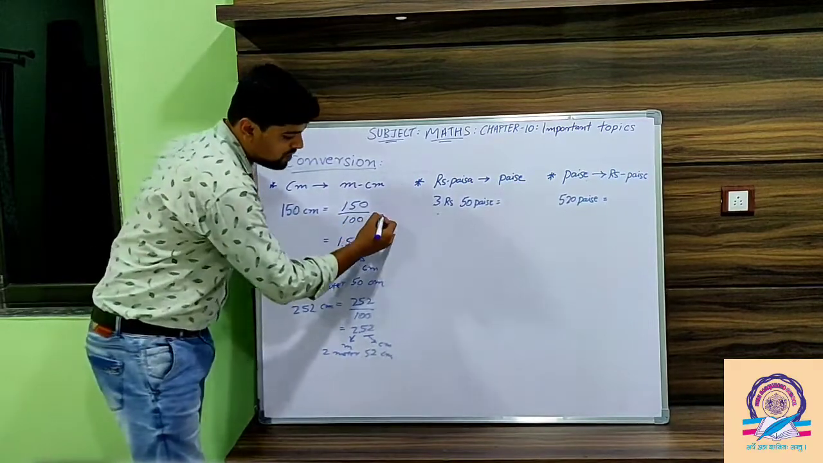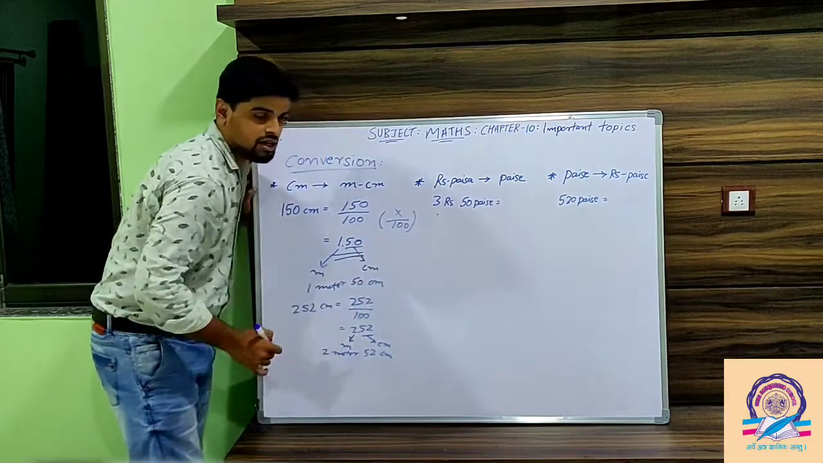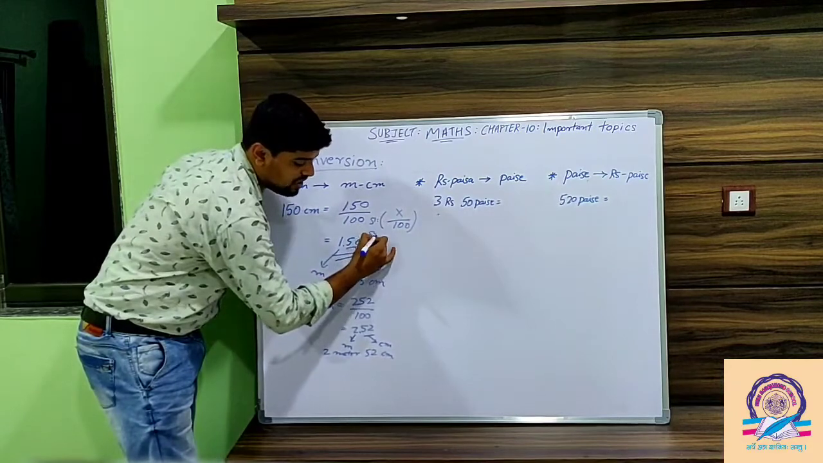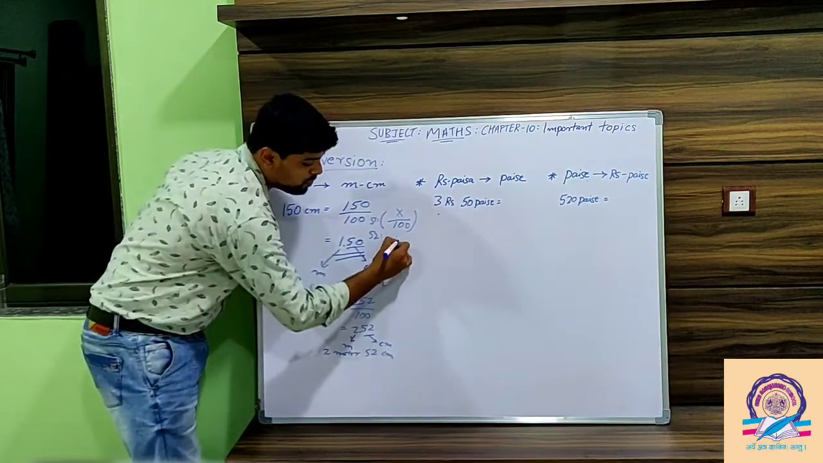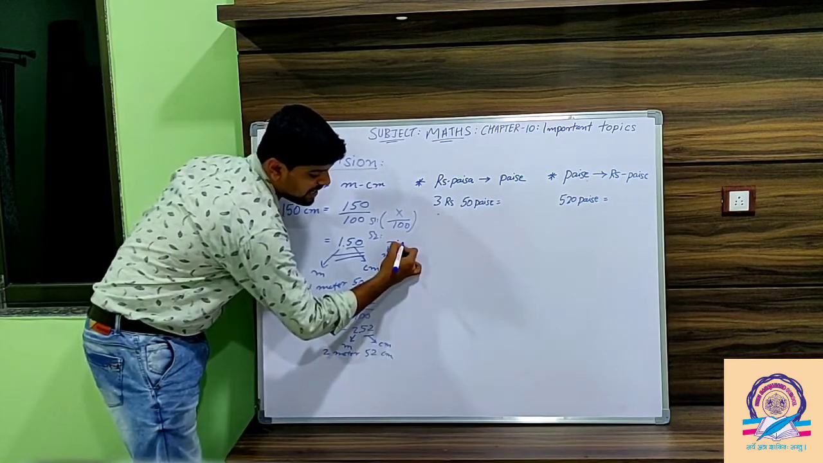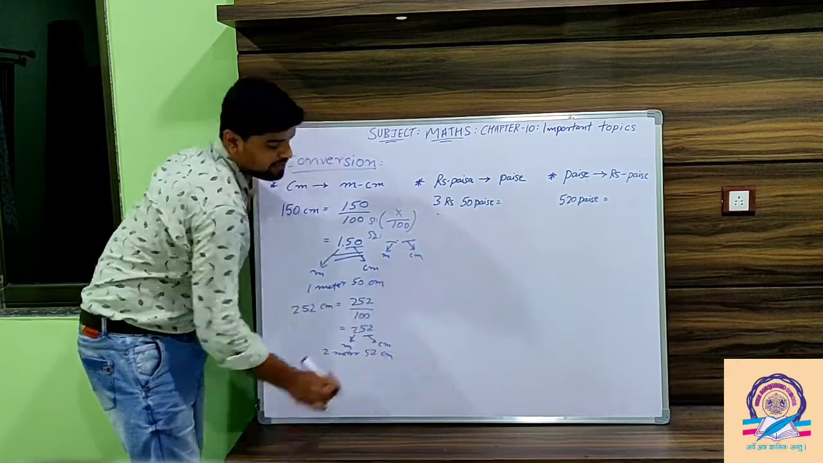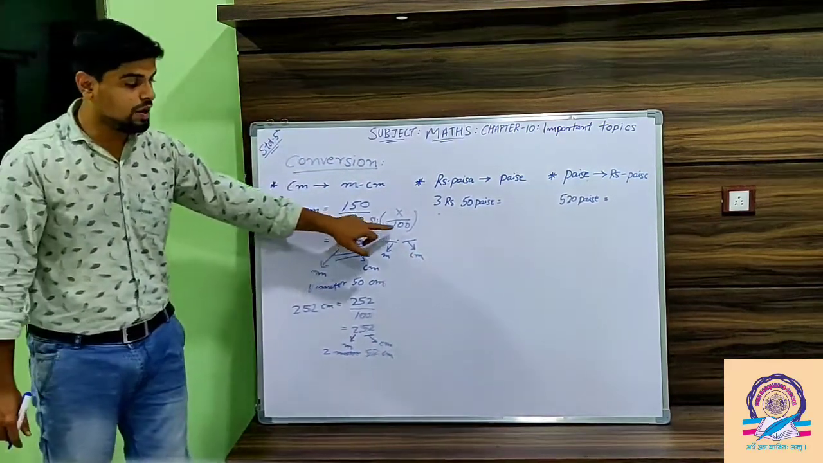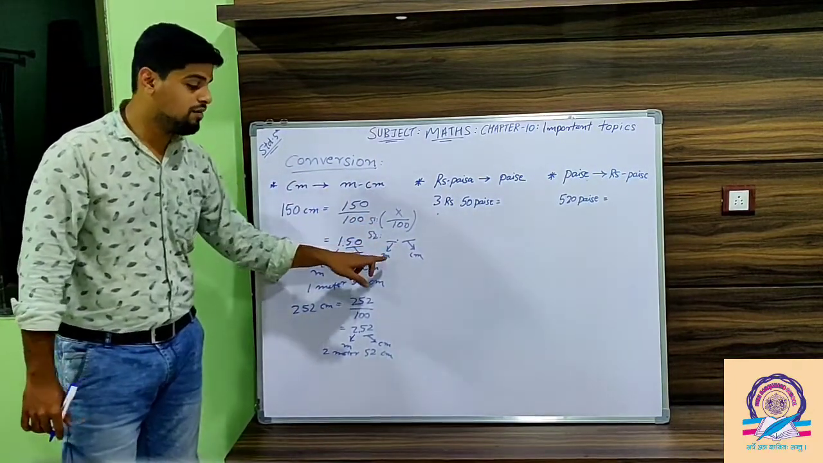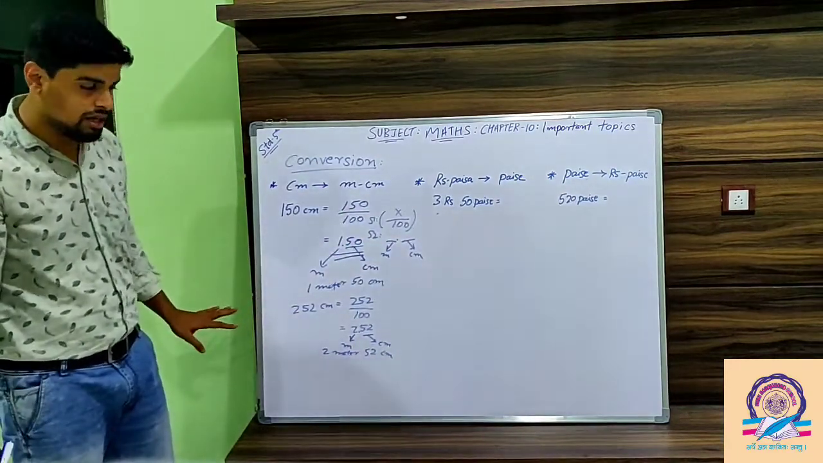So for this our formula will be divide by 100. In step 1 we divide the given centimeter by 100, and in step 2 we write the left hand side of the decimal point as meter and the right hand side of the decimal as centimeter. Is it clear, bachcha party?